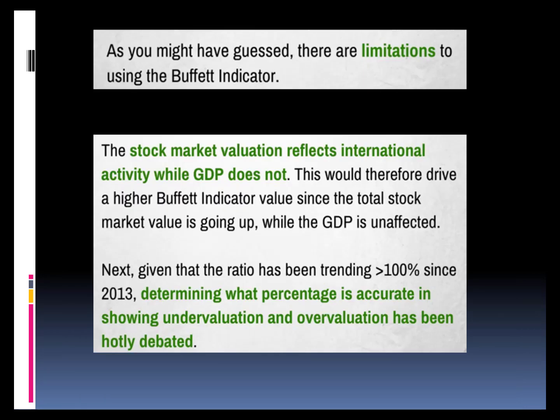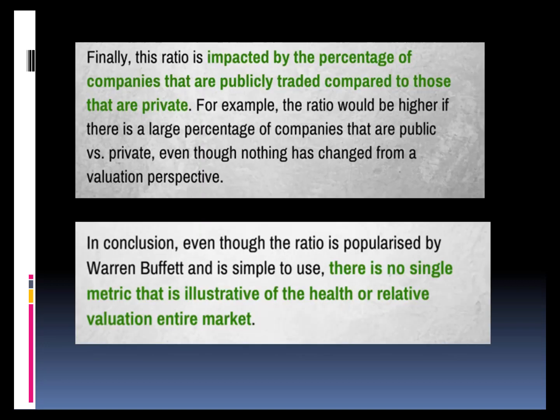As you might have guessed, there are limitations to the US Buffett Indicator. The stock market valuation reflects international activity, while GDP does not. This would therefore drive a higher Buffett Indicator value since the total stock market value is going up, while the GDP is unaffected. Next, given that the ratio has been trending 100% plus since 2013, determining what percentage is accurate in showing undervaluation and overvaluation has been hotly debated.